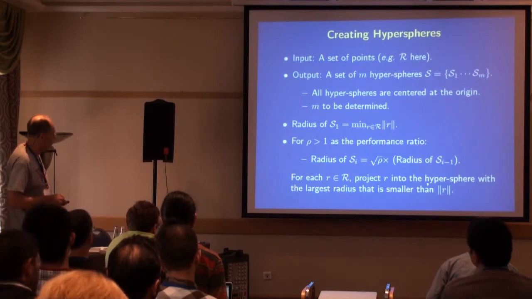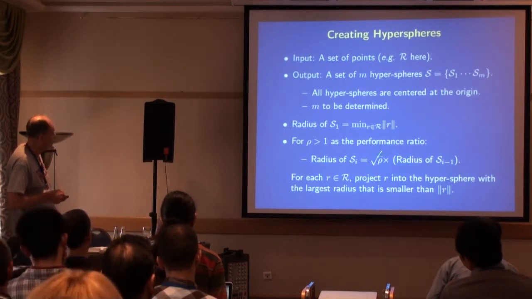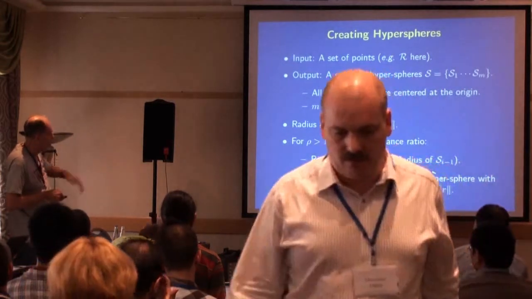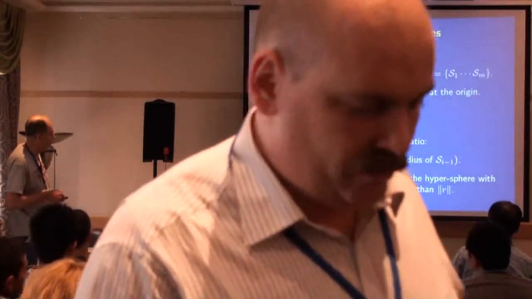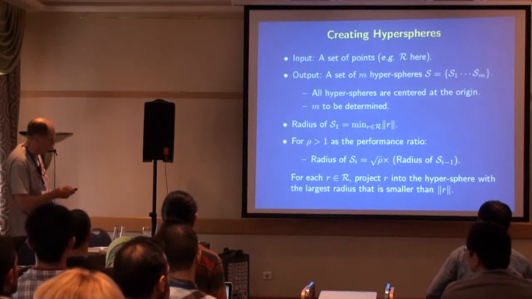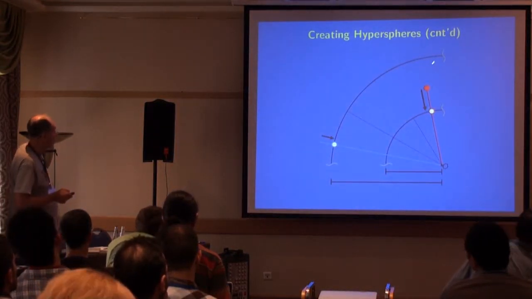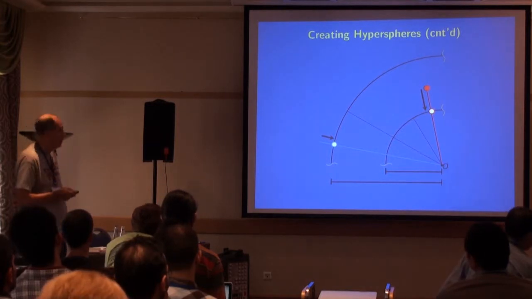And what we're going to do is for each point in, say, the red sphere, we're going to project it into the largest radius that's smaller than it. Here's a picture. So we're going to discretize this problem.